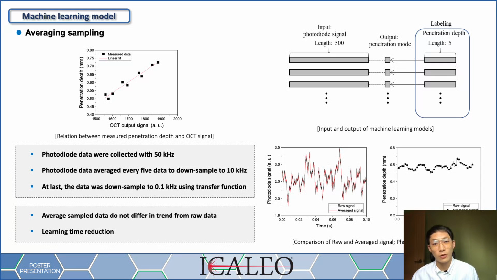The collected penetration depth signal was averaged by 70 data, and the photodiode signal was averaged by 5 data, and it was labeled using 5 average sampled penetration depth signals. The photodiode signal was 1-to-1 matched to penetration depth labeling with 500 time series data. As shown in the figure on the right, the average sampled data does not differ in trend from the raw data. This average sampling rate shortens the learning time.